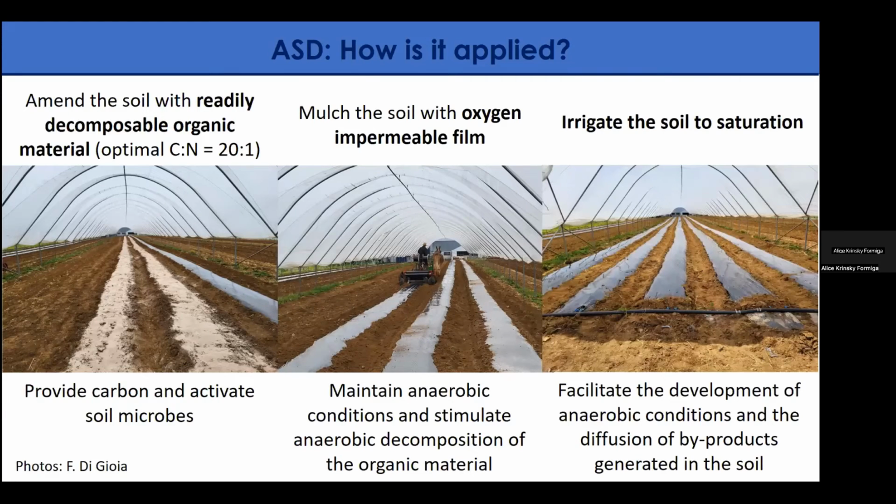And finally, the last step is to irrigate the soil to saturation or field capacity if you want. And this is really meant to help the development of anaerobic condition and then promote the diffusion of byproducts that are generated during the anaerobic soil disinfestation treatment.